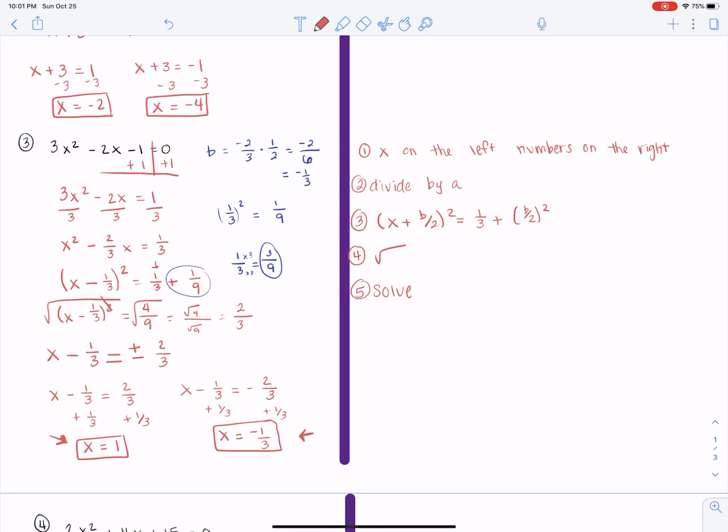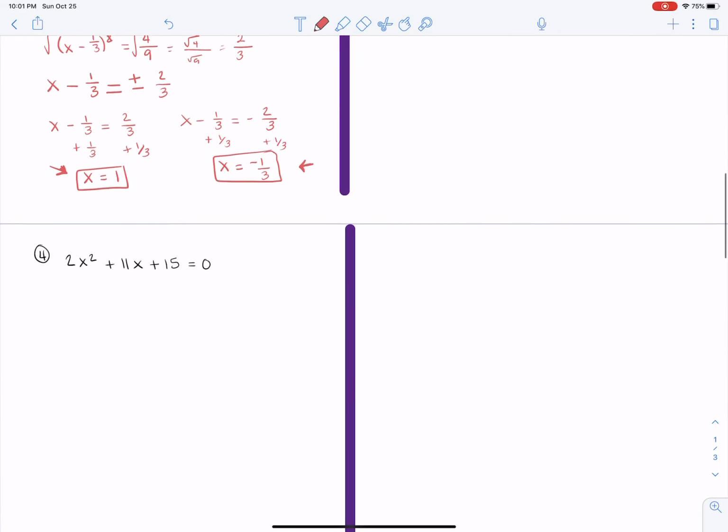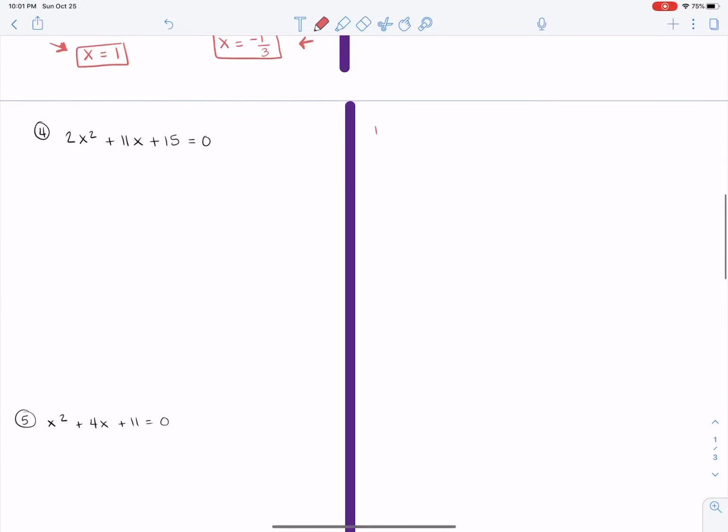All right, example 4. Example 4, step 1, we want x's on the left, numbers with no x's on the right. So I need to move the 15. Now, you have to just pay real close attention to how your equations are set up. All of these happen to be set up the same way.